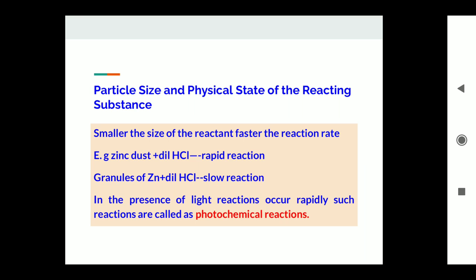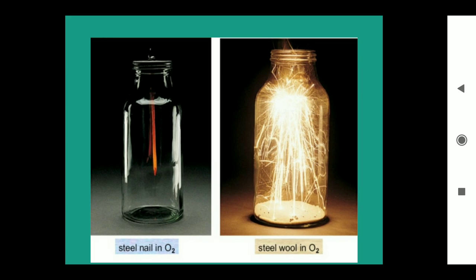The reacting species are the same, but because of the difference in the particle size, the reaction will be slow or fast. So it is generally observed that the smaller the size of the reactant, the faster the reaction rate. Next, in the presence of light, reactions occur rapidly. Such reactions are called photochemical reactions. And if our reacting species are present in the form of liquid, the reaction is also fast.